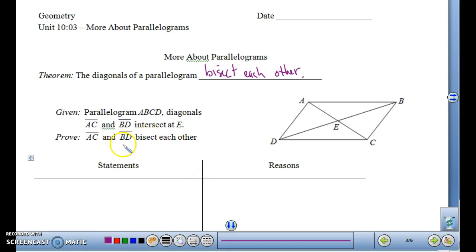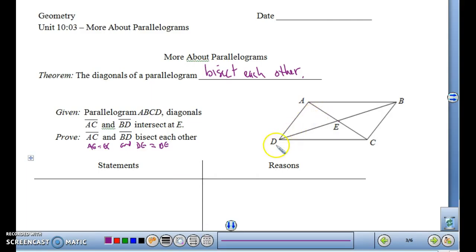Now, how do we know that diagonals bisect each other? Well, to prove that, we would have to prove that AE is equal to EC, because that would divide that into two congruent parts. And we would also have to prove that DE and BE are congruent. So that's what we have to prove they're bisected.